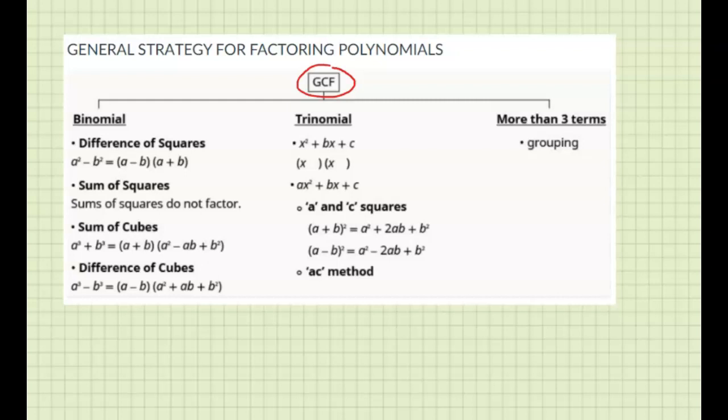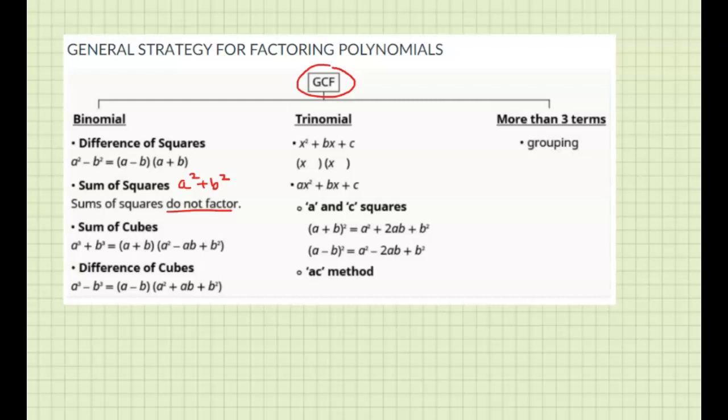Is it a sum of squares, something like a squared plus b squared? If it is, then it does not factor, and you are done. All right. For binomials, you can also have sum of cubes and difference of cubes, and you use the formulas for each of them.